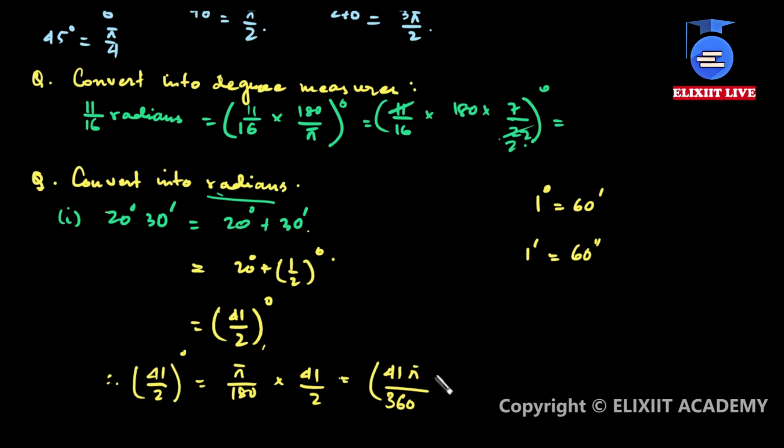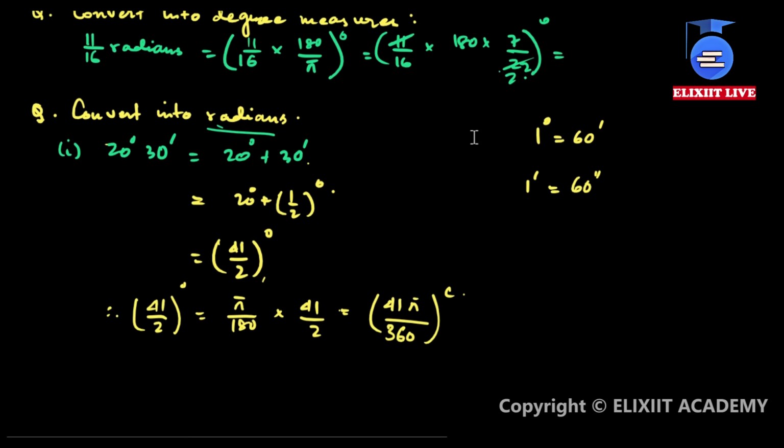41 pi by 360 in terms of radians. You may give this C or just simply leave out like that. It's the same thing. If nothing is mentioned, then we simply consider this to be in terms of radians. Okay.